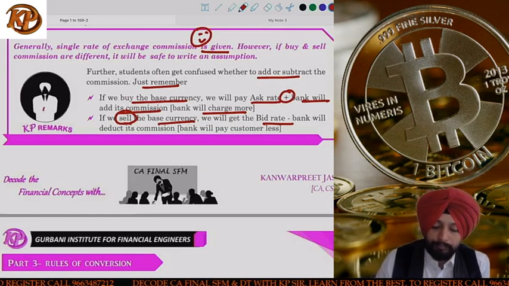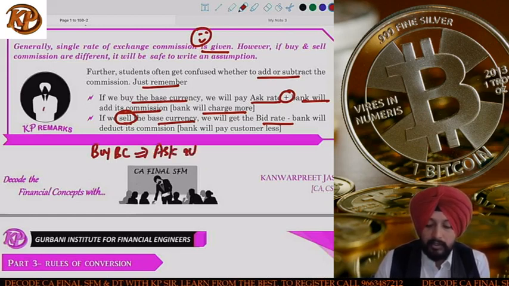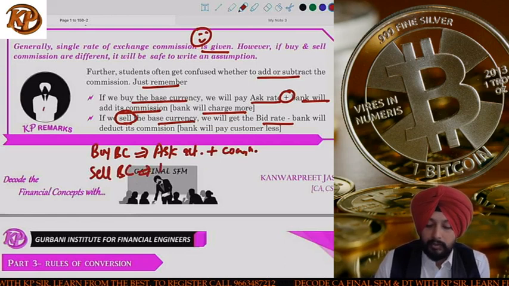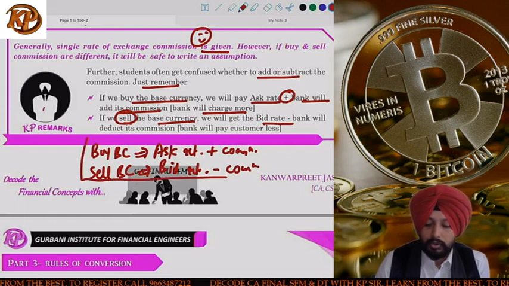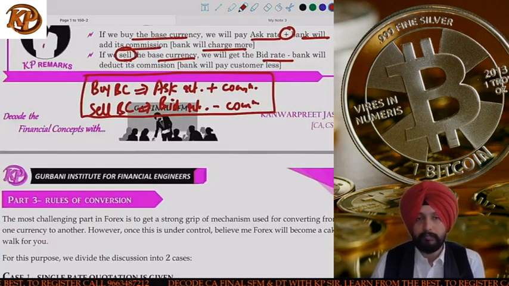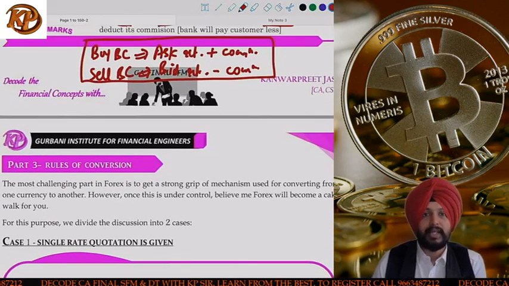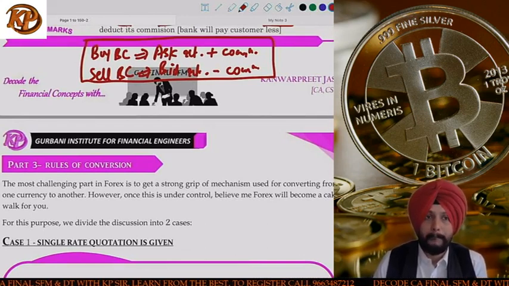Think like this: buy base currency is ask rate plus commission, sell base currency is bid rate minus commission. Just remember this: buy base currency is ask rate plus commission and sell base currency is bid rate minus commission.